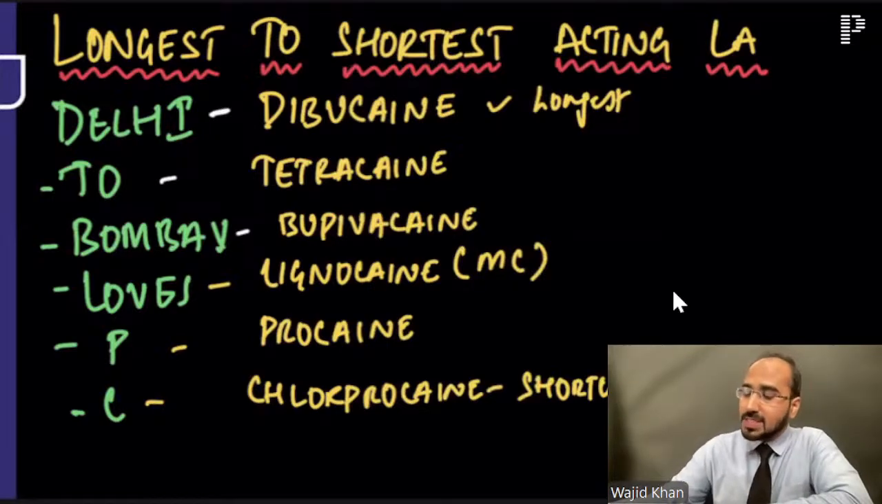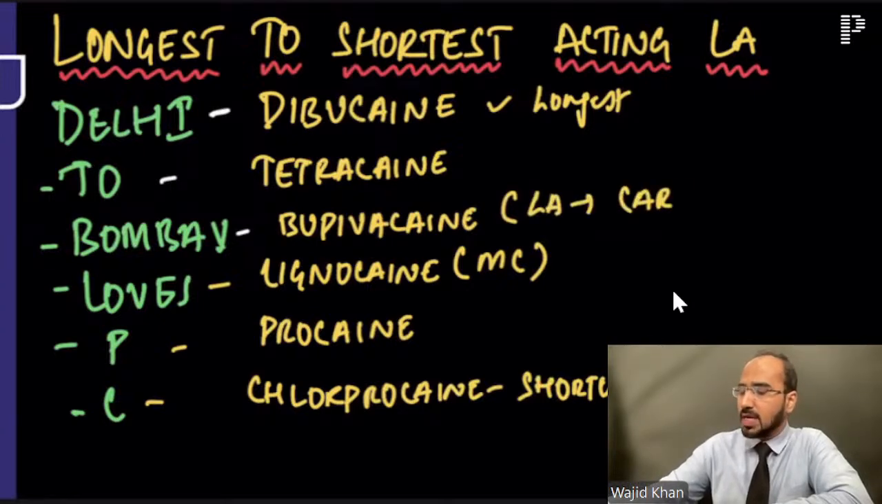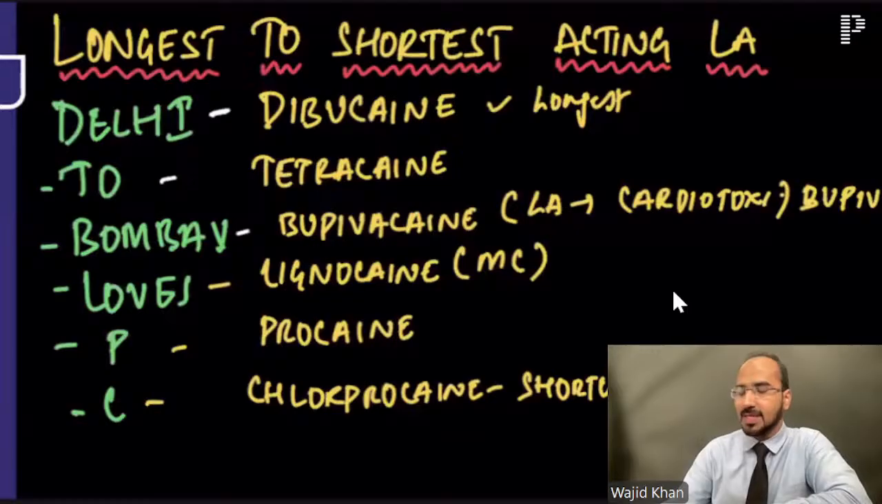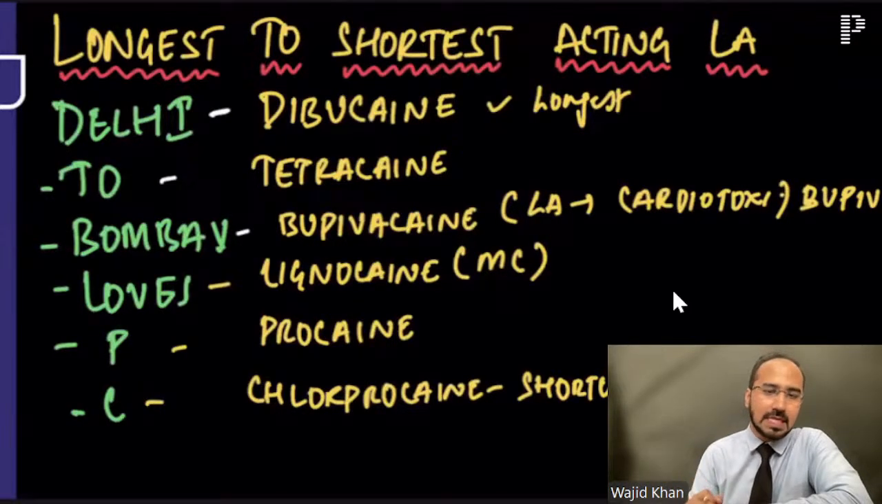Okay? Which is the local anesthetic that causes cardiotoxicity? Local anesthetic causing cardiotoxicity is bupivacaine. Bupivacaine is the most cardiotoxic local anesthetic. So Delhi to Bombay loves PC, right? Dibucaine, tetracaine, bupivacaine, lignocaine, and procaine and chlorprocaine, right? So with this, we have covered 3 to 4 MCQs.